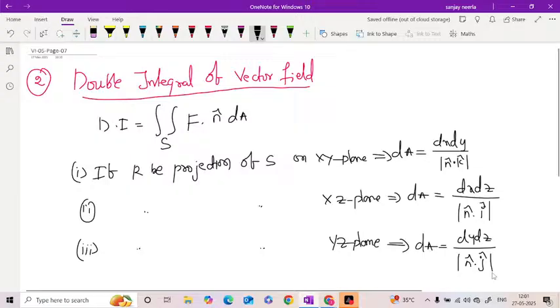According to the projection, you may have a problem related to the xy plane, xz plane, or yz plane. If it is the xy plane, you have to take dA is equal to dx into dy by mod of n dot k. Next, if it is the xz plane, dx into dz by mod of n dot j. If it is the yz plane, dA is dy into dz by mod of n dot i.